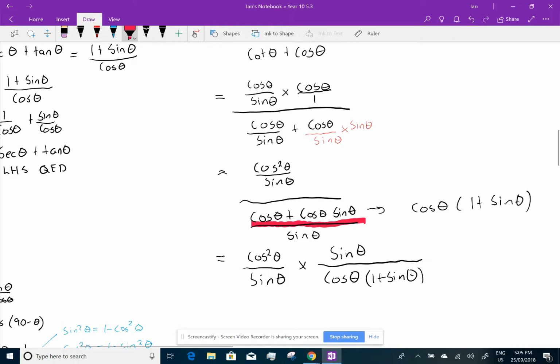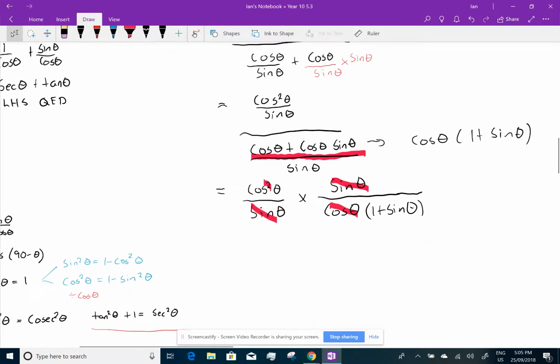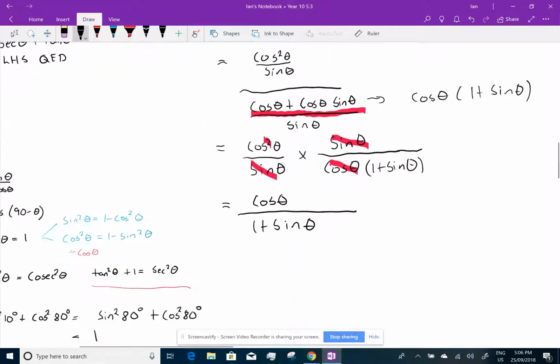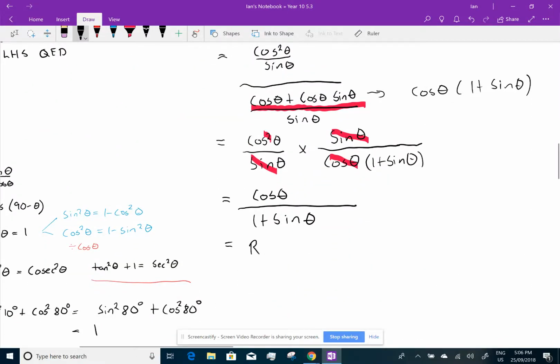Now watch what happens. Bit of mathemagic. Sine theta cancels with the sine theta. One of the cos thetas cancels with the cos theta. And what am I left with? Well, on top, I've got cos theta, and on the bottom, I've got 1 plus sine theta. Pretty sure that's what I needed to prove. Cos theta on 1 plus sine theta equals the right-hand side, QED.